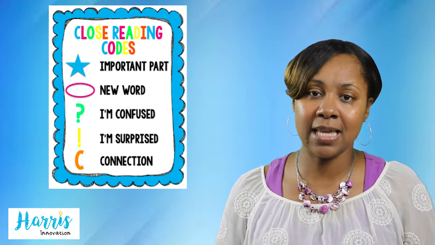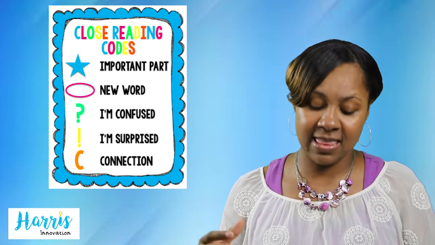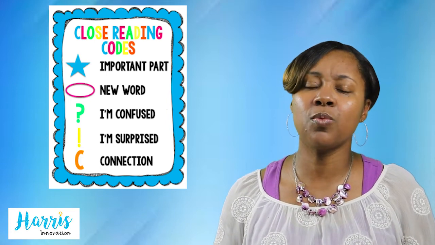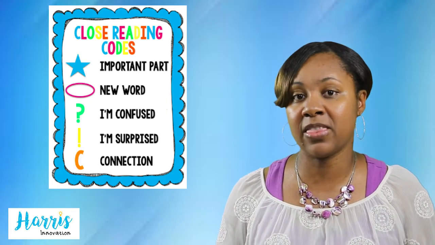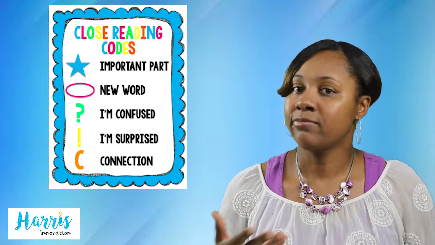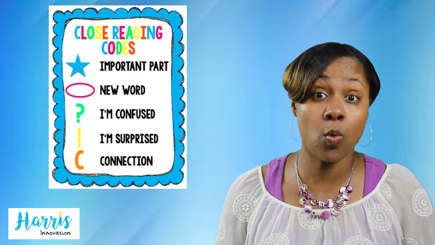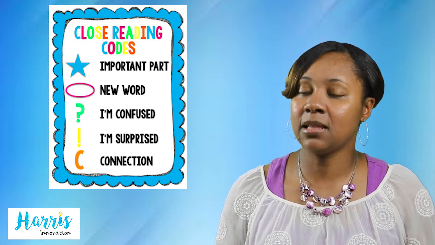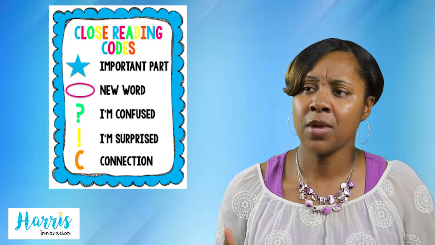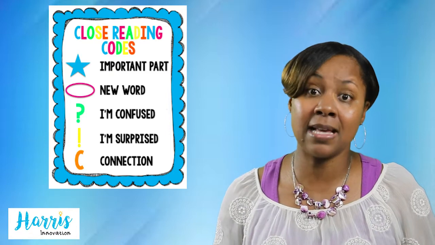So the first thing that you see would be a star. The star is simply what is important within the text. The next thing you see would be a circle. The circle would be when students would circle new words that they come across within that text. The next, a question mark, simple. If they're confused about something or they need clarification, they would simply place a question mark. The next, an exclamation mark. That would be something that they're surprised by, maybe a strange twist or a fun fact or something that just kind of blew their mind. That would be an exclamation mark.